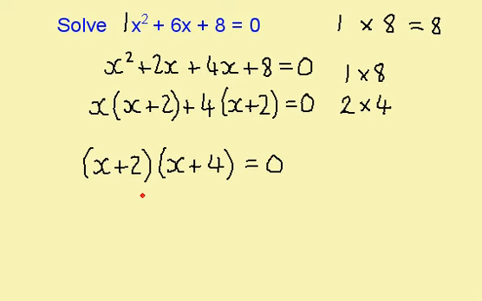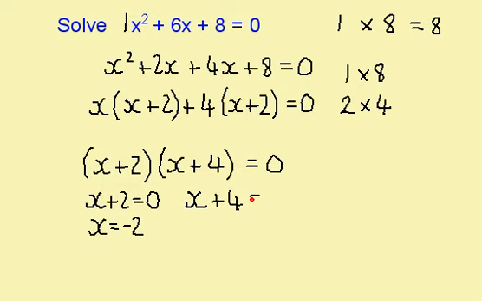To solve the equation, I know that these two numbers multiply to give me 0. This means one has to be 0. If x plus 2 equals 0, then x would be minus 2. And if x plus 4 equals 0, x would be minus 4. These are my two solutions to my equation.